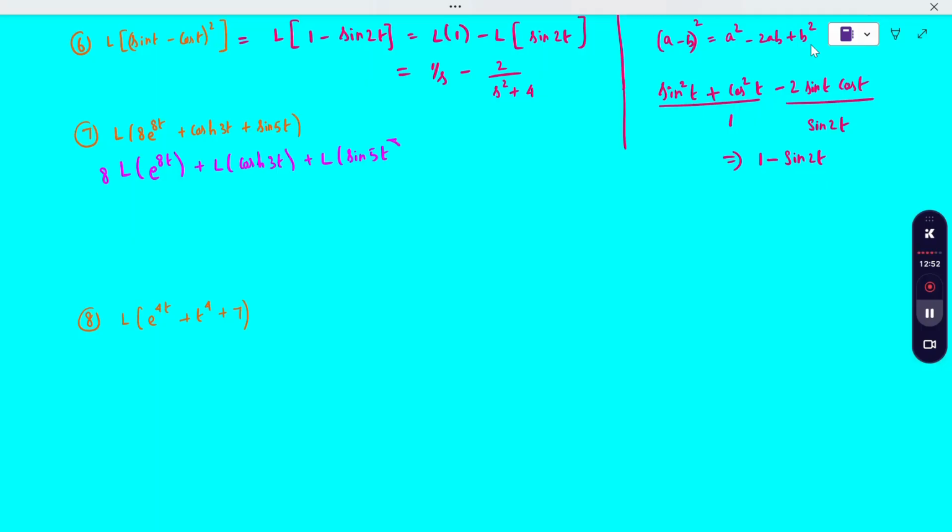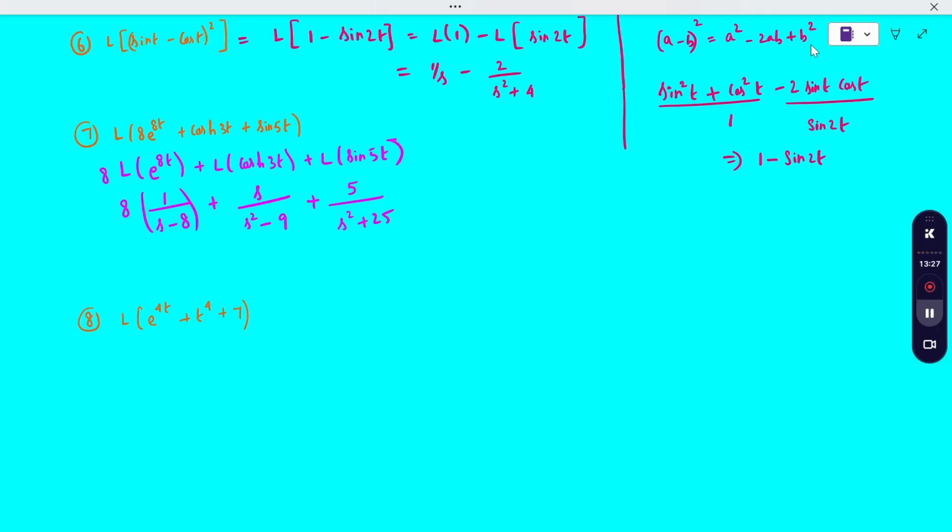Now write the formula for each. The 8 stays as usual 8. For e to the power 8t, the formula gives 1 by s minus 8. The constant stays as it is. For cos h, what is the formula? It is s divided by s squared minus a squared, so 3 squared is 9. In the same way, for sin, it is a divided by s squared plus a squared, so 5 divided by s squared plus 5 squared, that is 25. So completed.